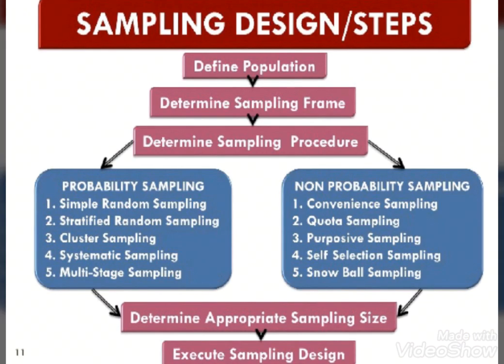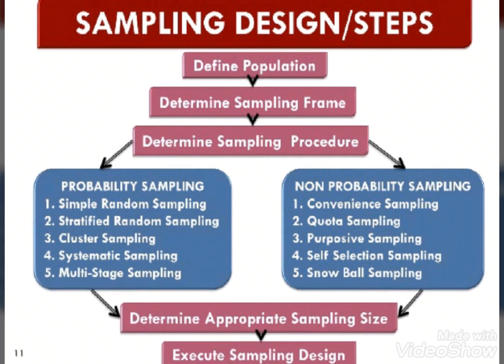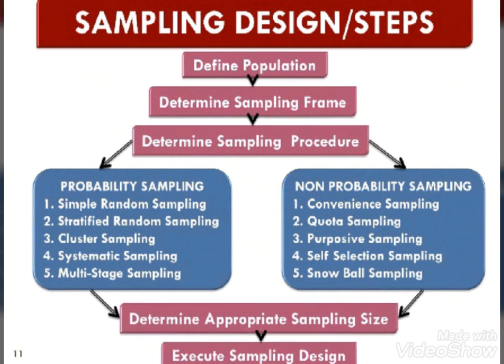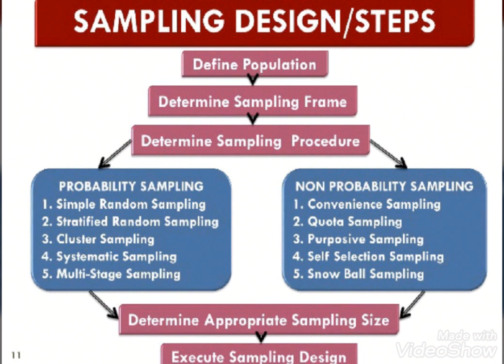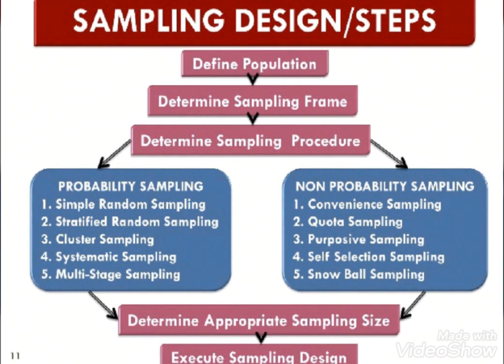So in sampling design, first comes the population, then you will decide a sampling frame, then determine the sampling process. This sampling process is mainly divided into two: probability sampling and non-probability sampling. It also has some subtypes. Then this leads to determining the appropriate sampling size and executing the sampling design.